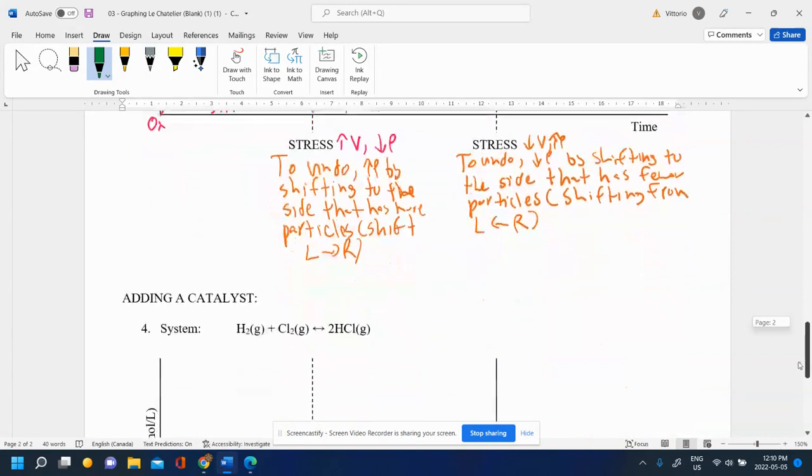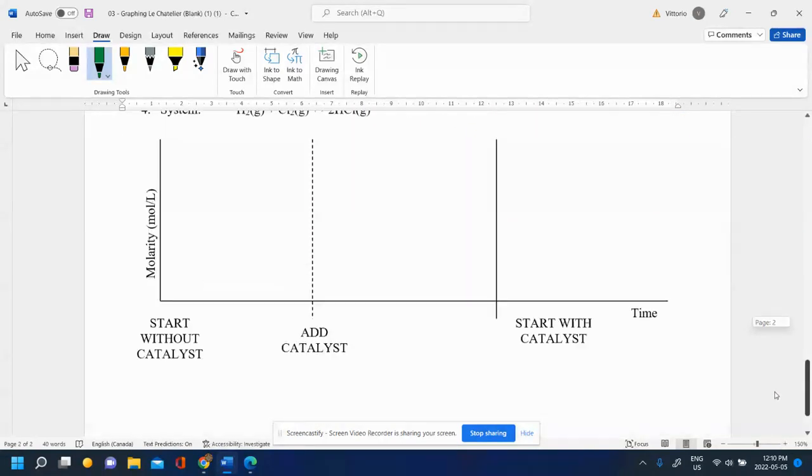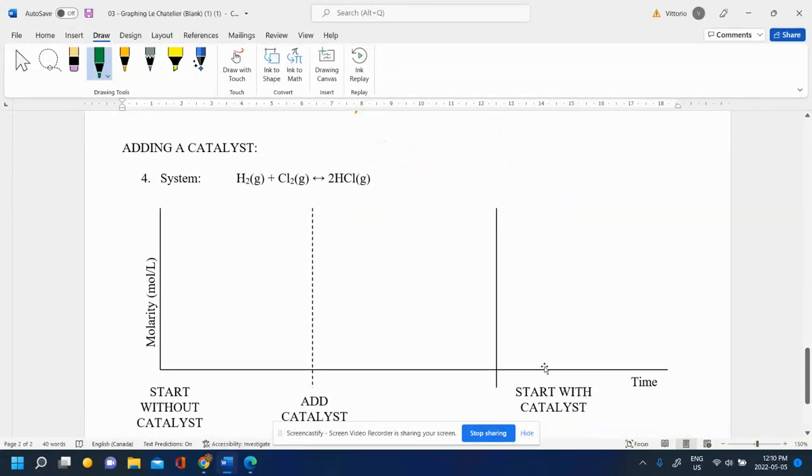In the last video for this lesson, we're going to take a look at the effect of adding a catalyst to the equilibrium system.